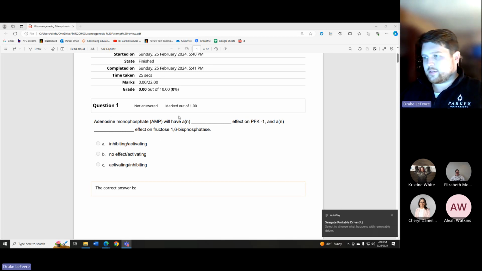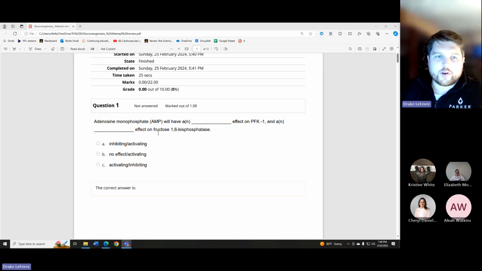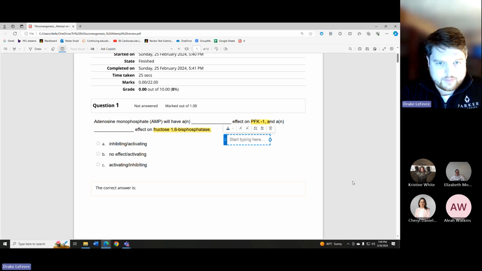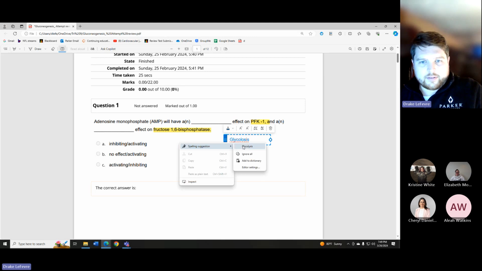Starting with the very first question. Adenosine monophosphate will have a blank effect on PFK1 and a blank effect on fructose 1,6-bisphosphatase. Before we answer the question, these two enzymes right here, where do we see those enzymes? Glycolysis. In our beautiful, beautiful glycolysis.